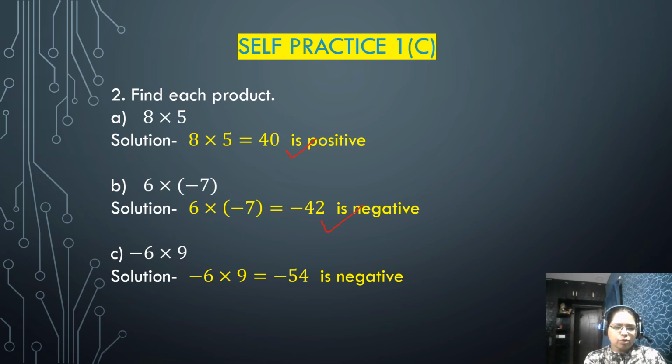C. Minus 6 multiplied by 9. Here we know multiplication of negative integer and positive integer, we get negative integer. So minus 6 multiplied by 9: 6 multiplied by 9 is 54, and minus multiplied with plus we get minus sign. So minus 6 multiplied by 9 is minus 54, and minus 54 is a negative integer.